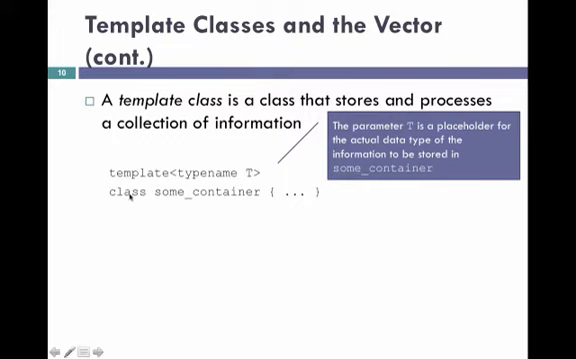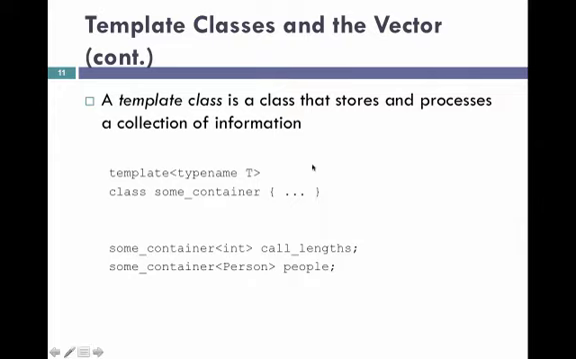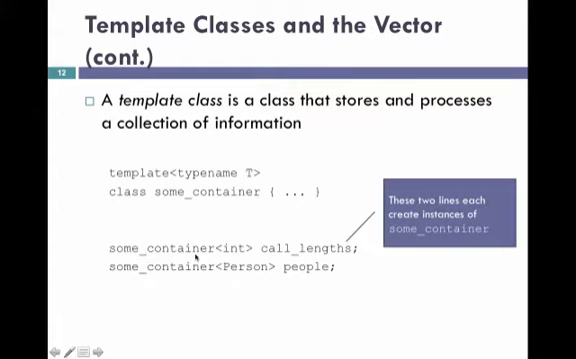So a template class tells us that we will have a container that contains a given type T, and then in our program, we'll declare instances of this SomeContainer class, and it's at that point that we will declare the type that's in a given container. So here are two lines that each create an instance of the class SomeContainer. This container called lengths is a container of ints, and people is a container of person instances.